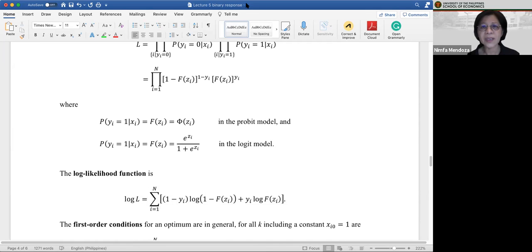Any questions? Have you gotten your problem sets 3 and 4? Yes po. So you have to work on that. Just focus on that first.